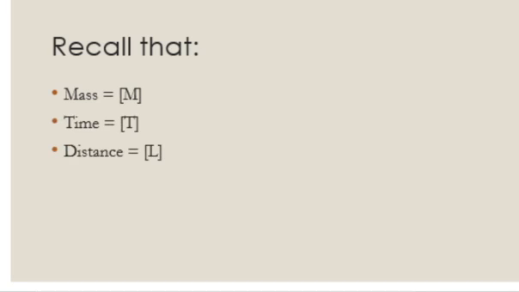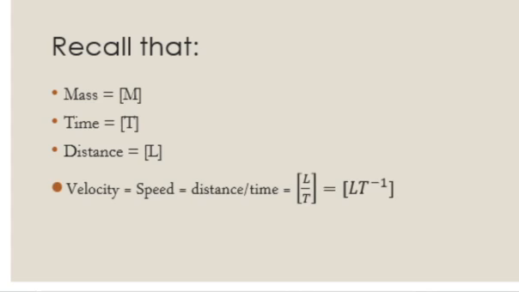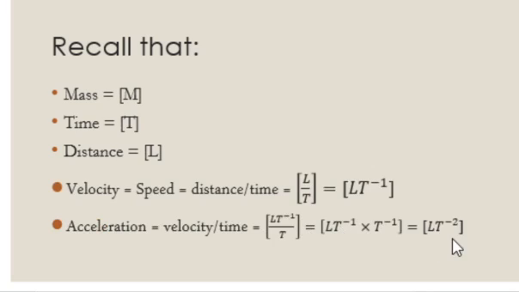So the first thing is to record. We should record that the dimension of mass is capital M in close brackets, the dimension for time is capital T in close brackets, dimension of distance is capital L in close brackets, dimension of velocity is LT power minus 1 in close brackets, the dimension of acceleration is LT power minus 2 in close brackets. It's very important we be able to record these dimensions because they are going to be used a lot in the discussions ahead.